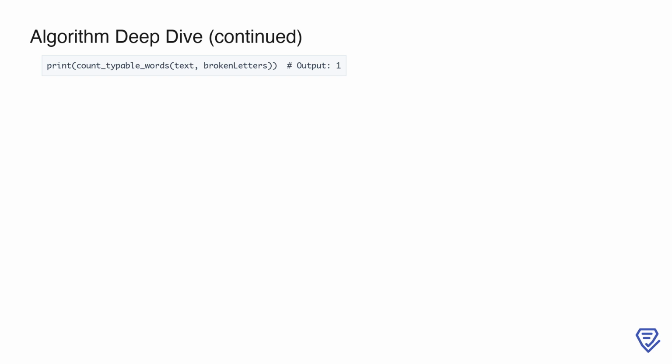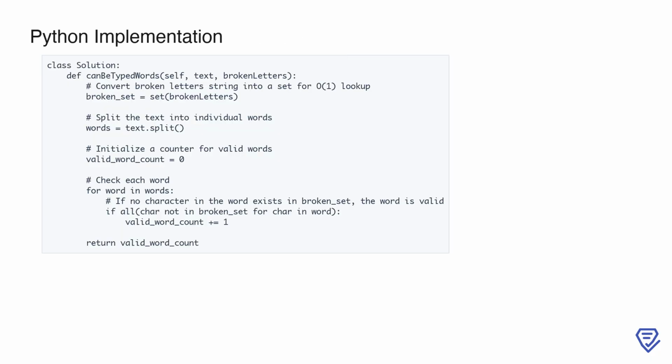Using the example input of text equals "hello world" and broken letters equals "ad," the function outputs 1, as only hello can be typed. This implementation is efficient, clear, and handles edge cases effectively, making it a robust solution to the problem. The given solution addresses the problem of counting the maximum number of words that can be typed given some broken letters on a keyboard. Here's a detailed breakdown of the code.